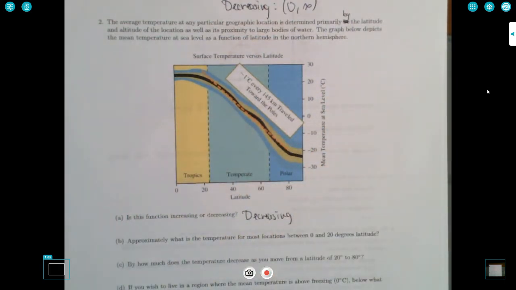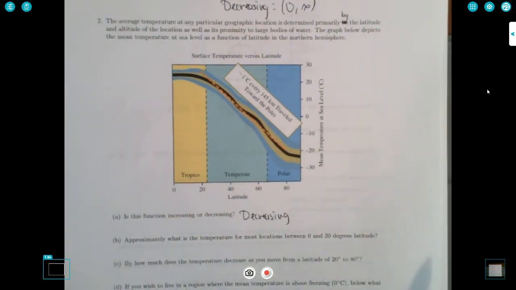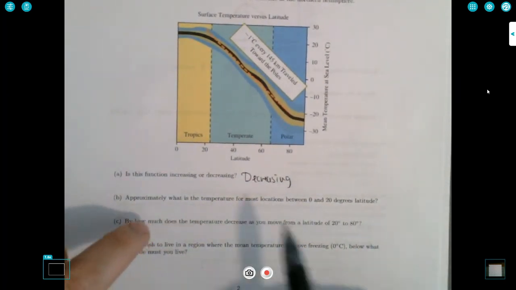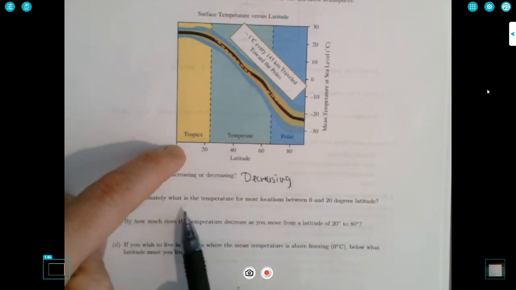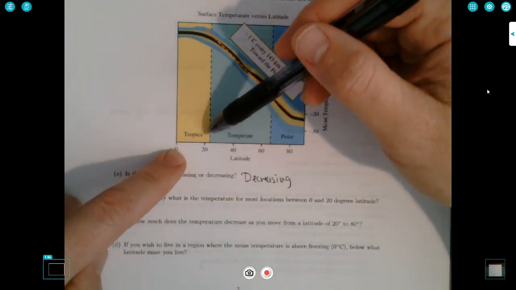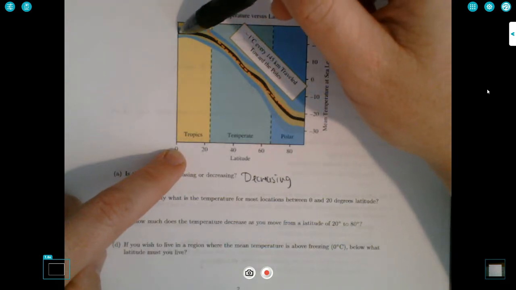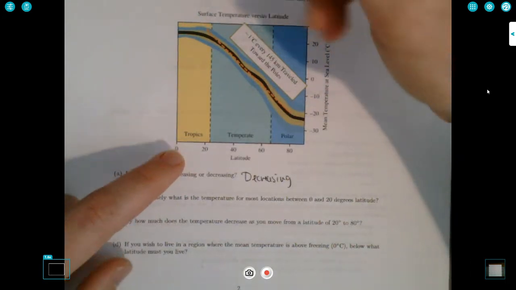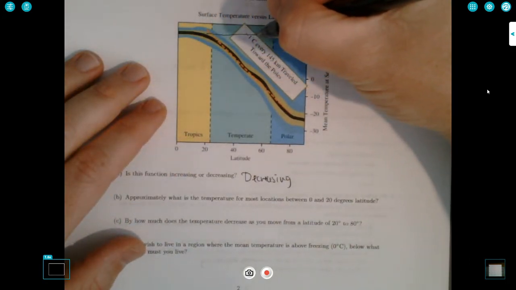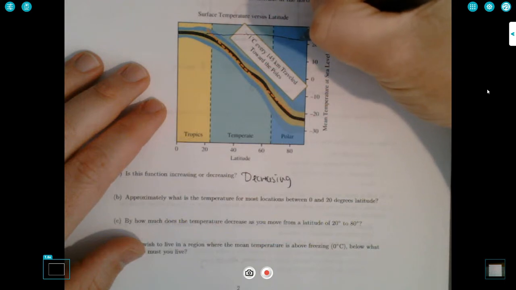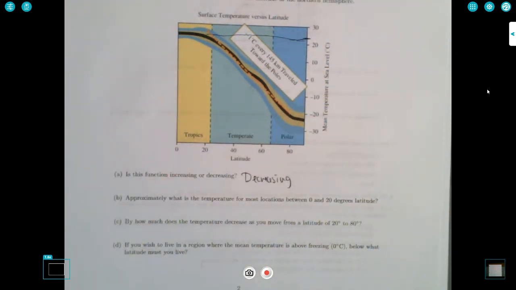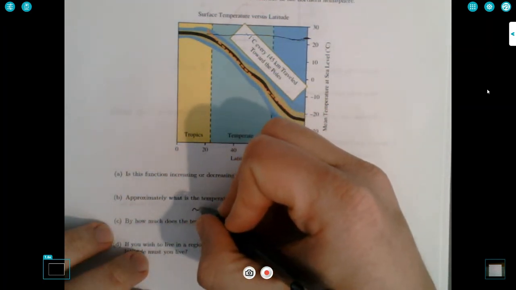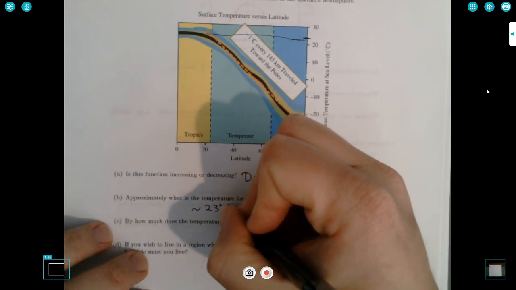Okay. Part B, approximately what is the temperature for most locations between 0 and 20 degrees latitude? So between 0 and 20 degrees latitude, what is the temperature? So that would be about, oh, it's kind of hard to say, right? But if you kind of go straight over, it looks like maybe 23-ish degrees. It says approximately what is the temperature? I'll say it's about 23 degrees Celsius. Okay.